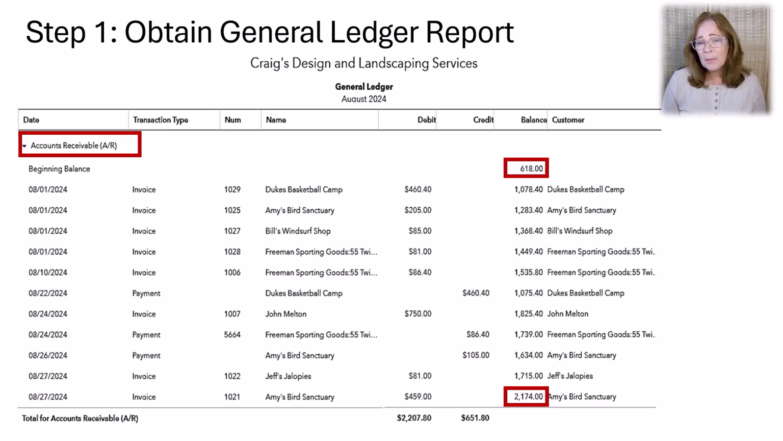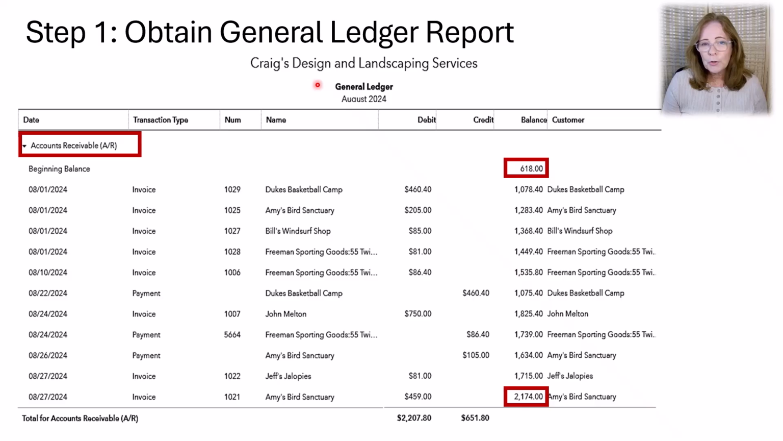Now that we talked about the high-level process, let's talk about a specific example, which is the accounts receivable account for this company called Craig's Design and Landscaping Services. The first report that we need is the General Ledger Detail Report, which you'd obtain from your company's accounting system. Ask someone on your team for the query or report you have to run to get the General Ledger Report for this account if you're not sure where to find it.